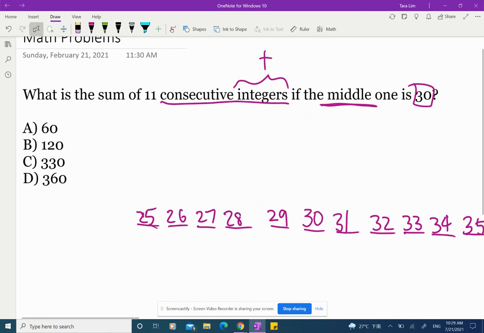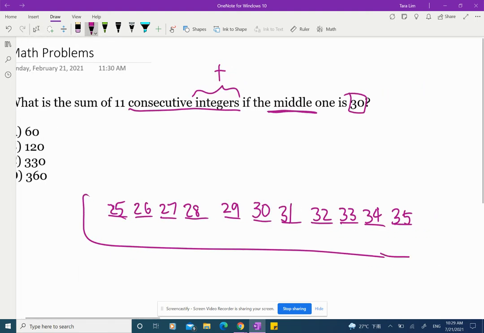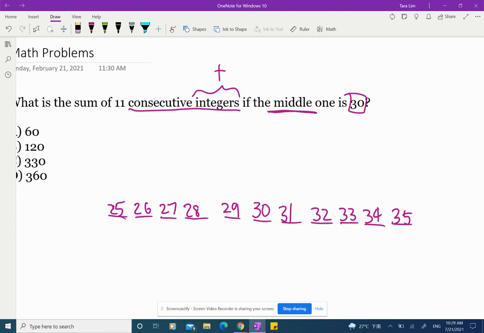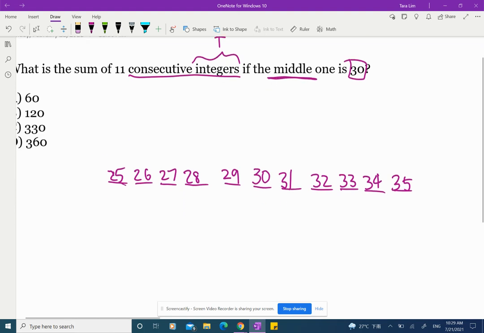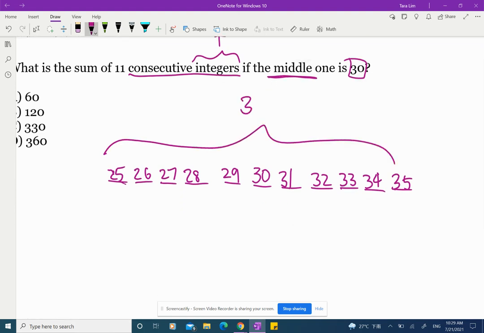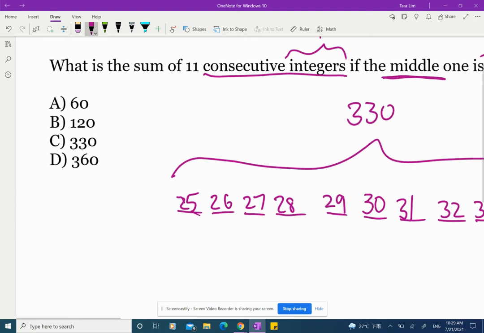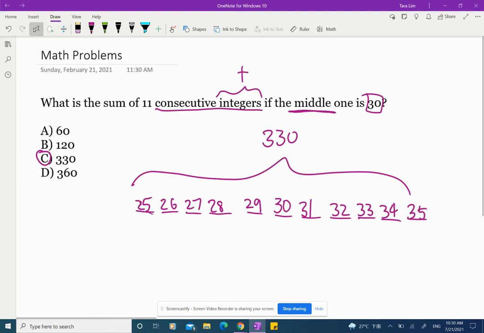So we want to know the sum. If we want to know the sum, we can just add them all up. And that's the sum of those 11 consecutive integers. So I'm going to write it in my calculator. 25 plus 26 plus 27 plus 28 plus 29 plus 30 plus 31 plus 32 plus 33 plus 34 plus 35. And all of these adding up together is going to give us 330. Now I know the answer is C. Yes, the correct answer is C.